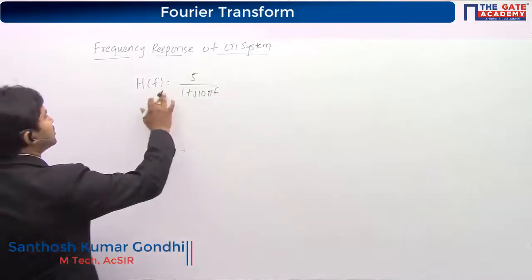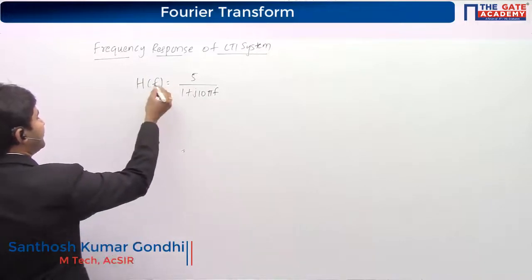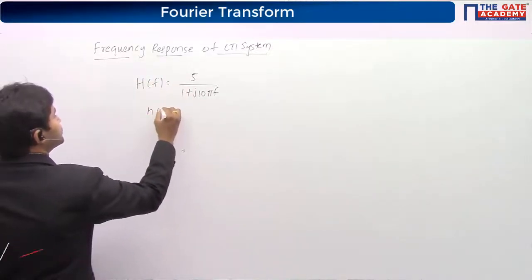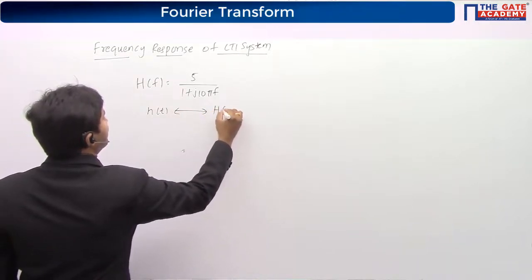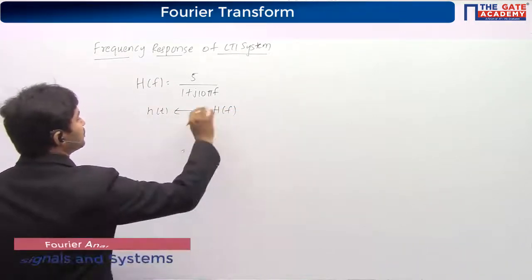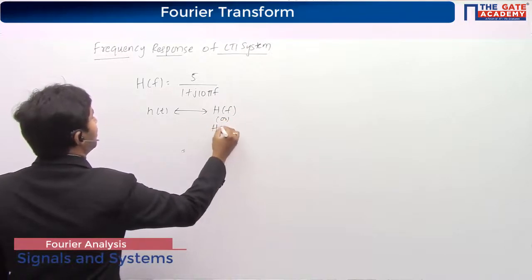Okay, so H of f is something like this. And what is H of f? It's the frequency response of the system. So if h of t is the impulse response, its Fourier transform will be the frequency response. So either we write it in terms of omega or in terms of f.